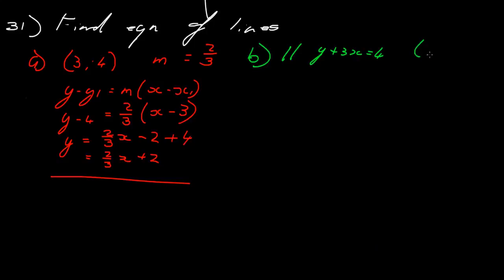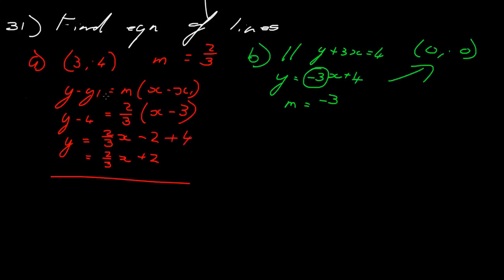They say it passes through the origin, which means it passes through the point 0, 0, because the origin is the point 0, 0. Okay, so this is pretty much useless unless it's in gradient form, because we want to get the gradient, because they've said that our line is parallel to this line. So let's get it into gradient form, which is y equals minus 3x plus 4. So now we know that because the lines are parallel, m is minus 3. And we've also got a point, because it passes through the origin, so the point is 0, 0.